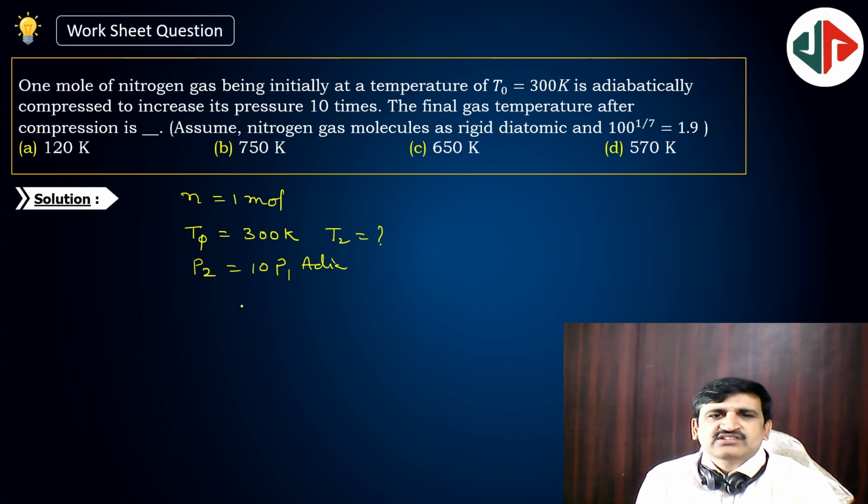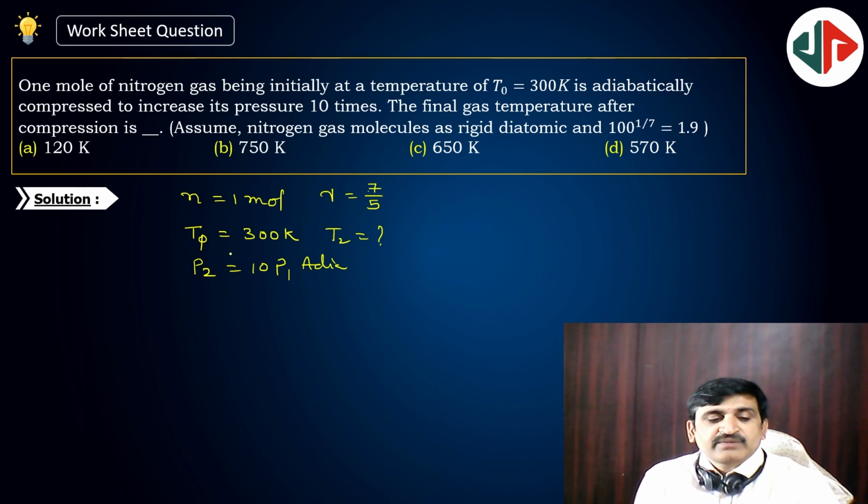Again nitrogen gas molecules, gamma is for rigid diatomic, and 10 to the power of 1 by 7 is 1.9 you need to use. Gamma value 7 by 5, or a fraction you can use, 7 by 5, okay, fine.